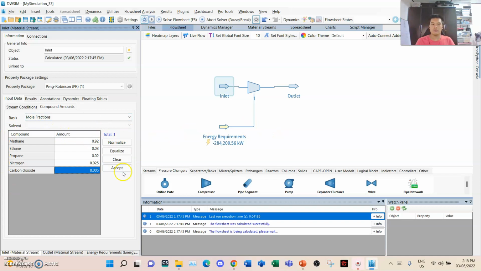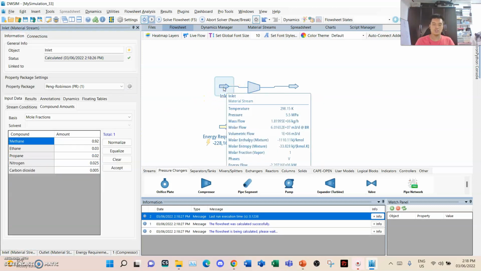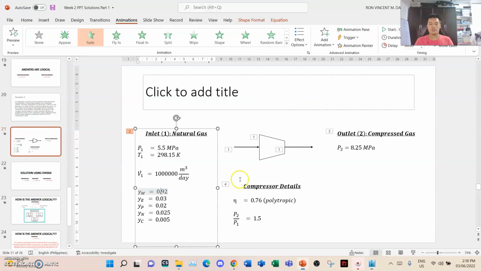Before we continue, we must always press accept. Do not forget to press accept or else you will acquire the wrong solution. When you press accept, this means that these amounts have already been inputted in the system. So even if you change to different options or unit operations, when you click on it again, it is now specified as in the problem above.